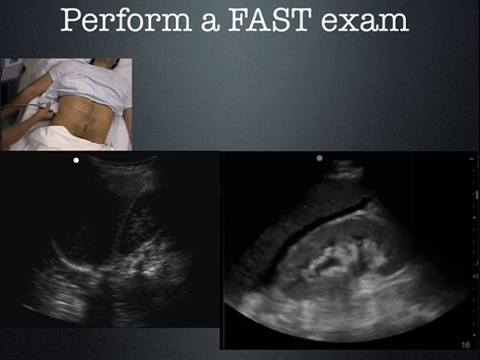And you can see nicely that the kidney and the liver are in contact with one another, whereas here you can see a black stripe that dissects between the two. That's consistent with free fluid in Morrison's pouch.